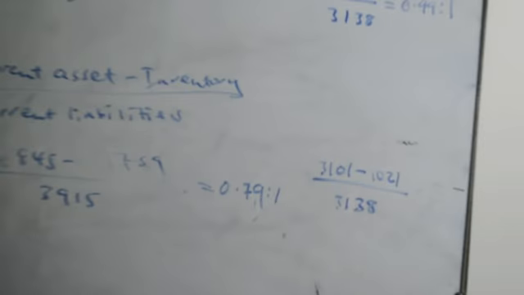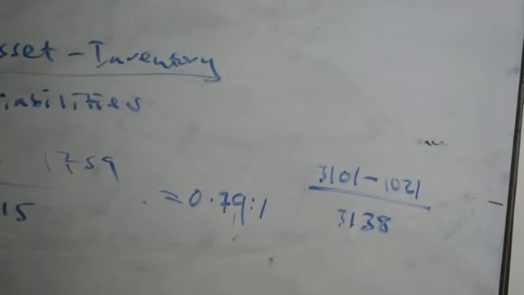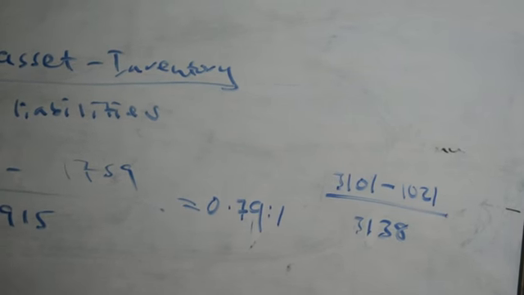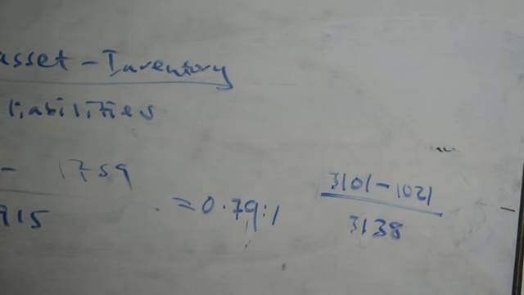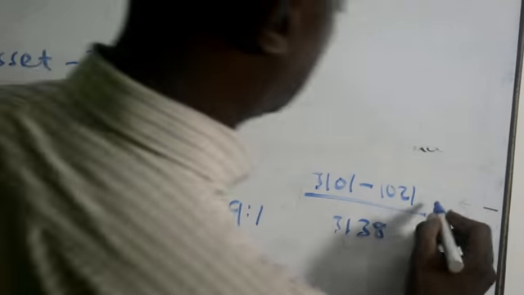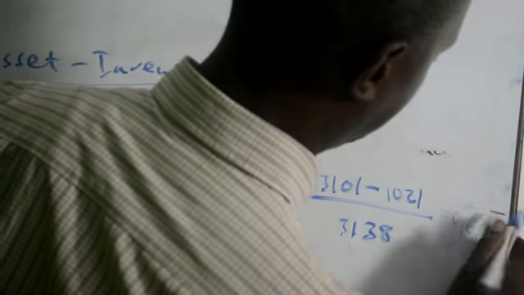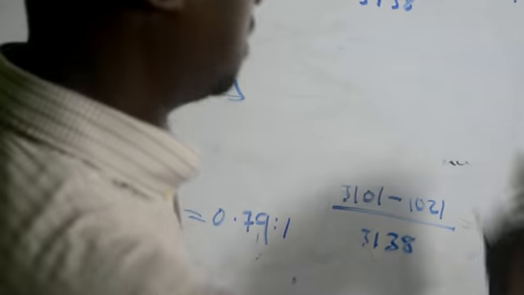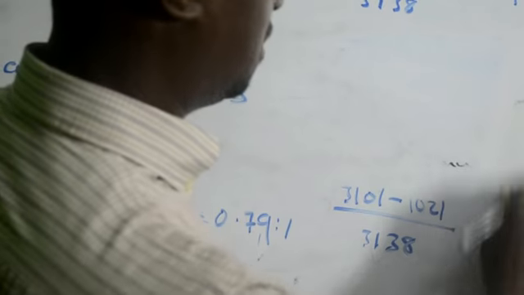So we have 3101, subtract 1021. That gives us 2080. You divide by 3138. So that is 0.66. So this is 0.66 is to 1.